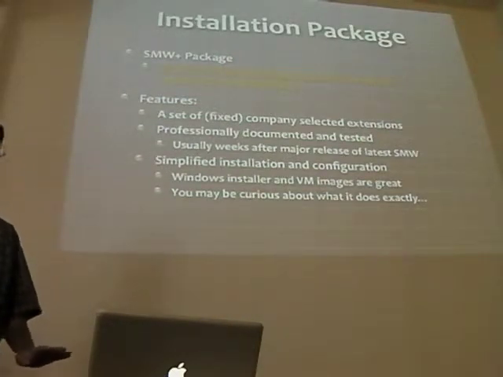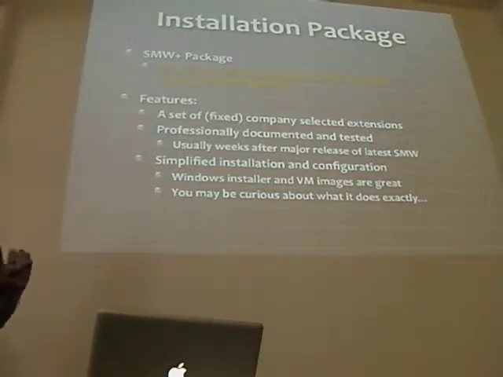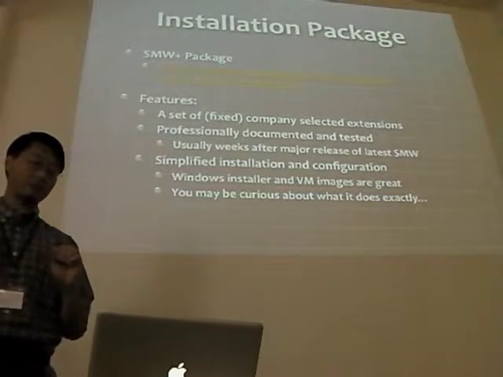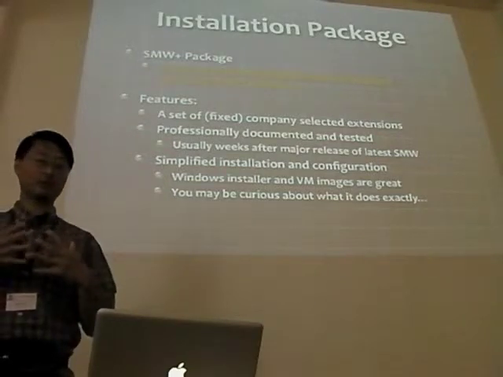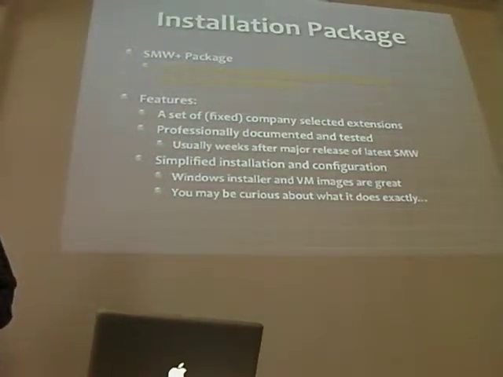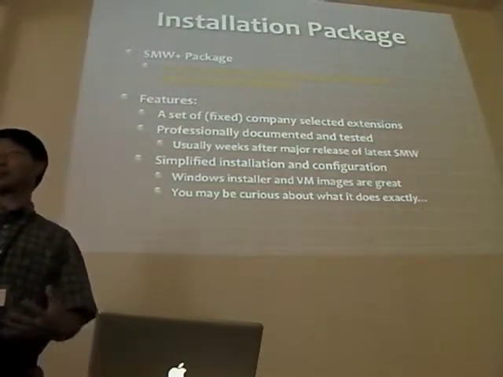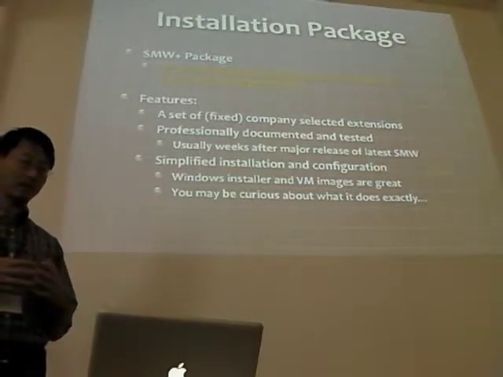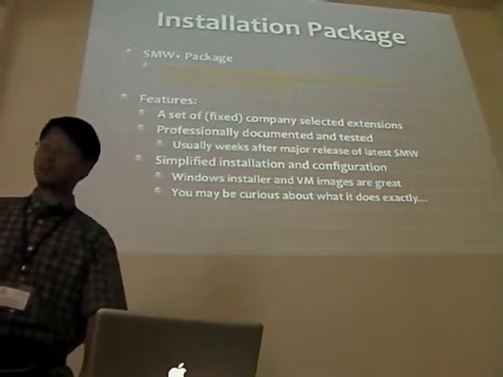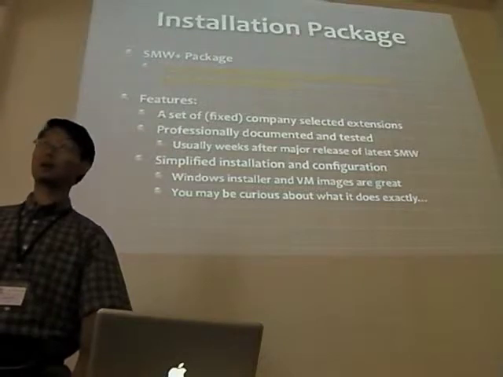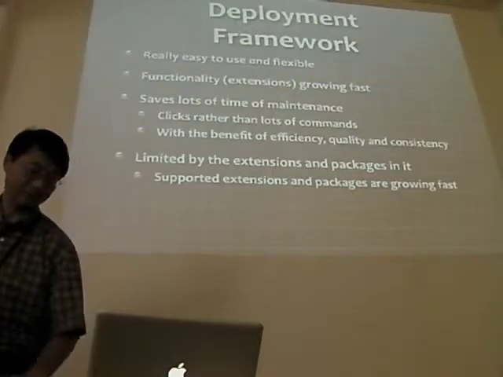Another way to do the same thing is called the installation package. Enterprise basically provides this. It has 2 versions, a Windows installer and a VMware package for Linux. They are really, really simple and great to use. If you just want to check out what the latest version of SMW is, just download the package and install it. Within minutes, it just works. It really simplifies the installation process, and the whole thing is free. It is professionally tested with high quality. On the other hand, it's usually available several weeks after the major release of SMW.